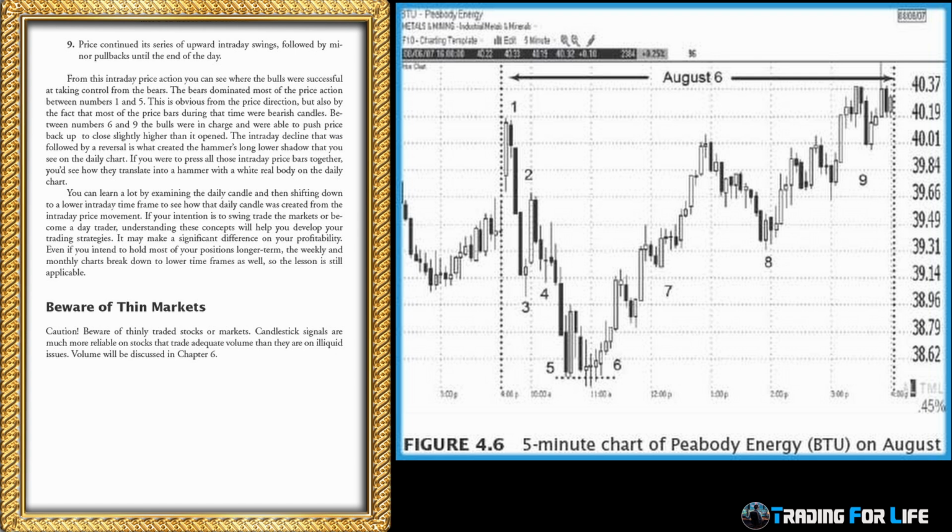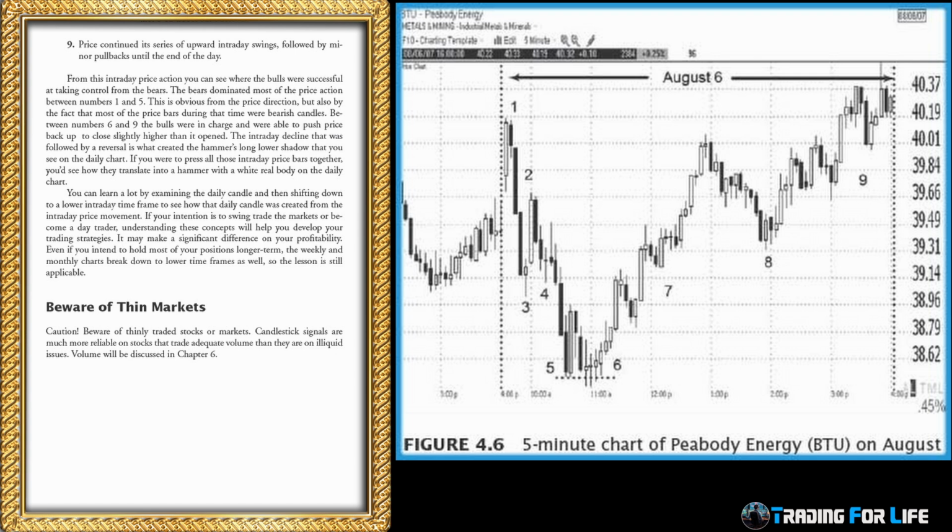From this intraday price action, you can see where the bulls were successful at taking control from the bears. The bears dominated most of the price action between numbers 1 and 5. This is obvious from the price direction, but also by the fact that most of the price bars during that time were bearish candles. Between numbers 6 and 9, the bulls were in charge and were able to push price back up to close slightly higher than it opened.